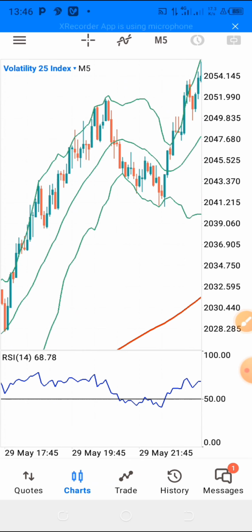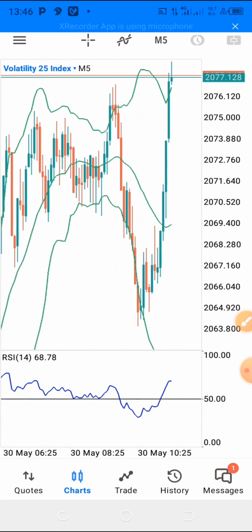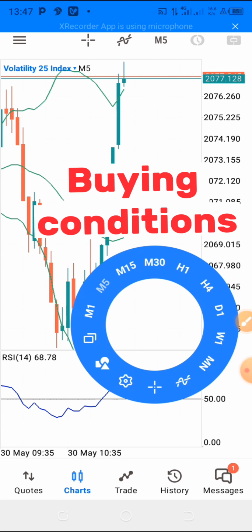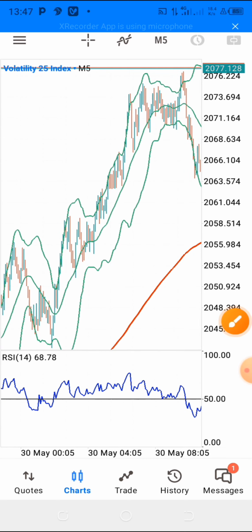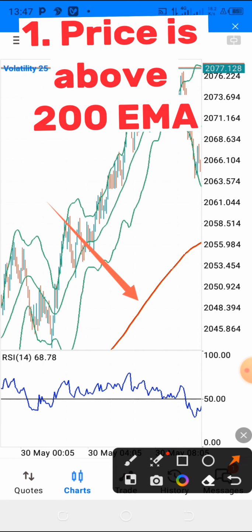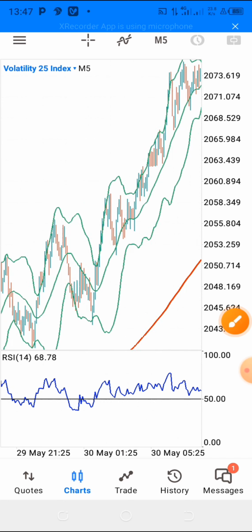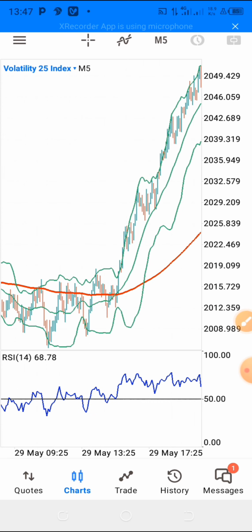So let's quickly look at how this strategy works. We are done with the part where we explain the settings. Basically, what you'll be looking for: what are the conditions for buy? Let's first talk about buy. For buy, we have a trend filter. Our trend filter is the moving average, which is the red line you see there. Price has to be above this red line. That's the first condition. When price is above the red line, we are only looking for opportunities where we can buy.